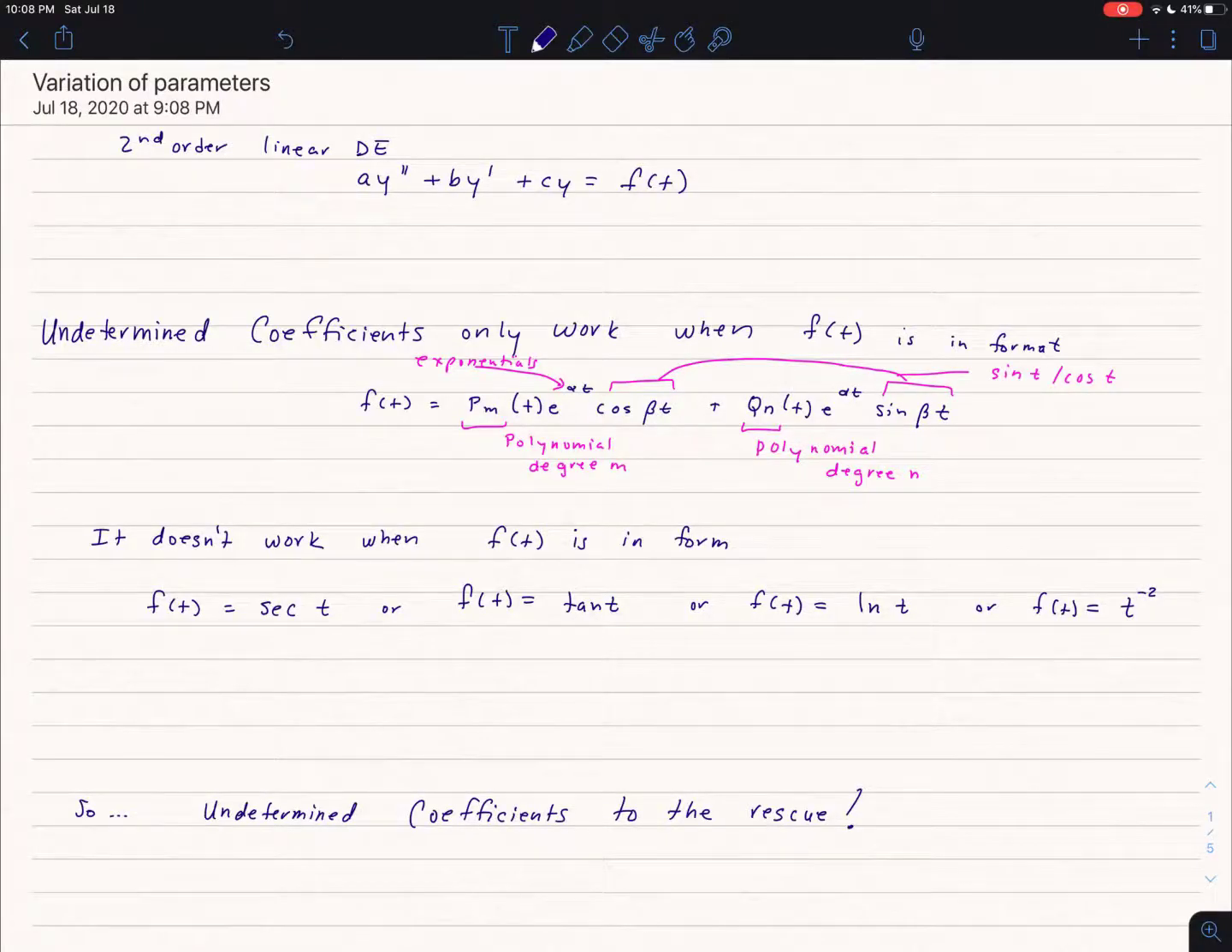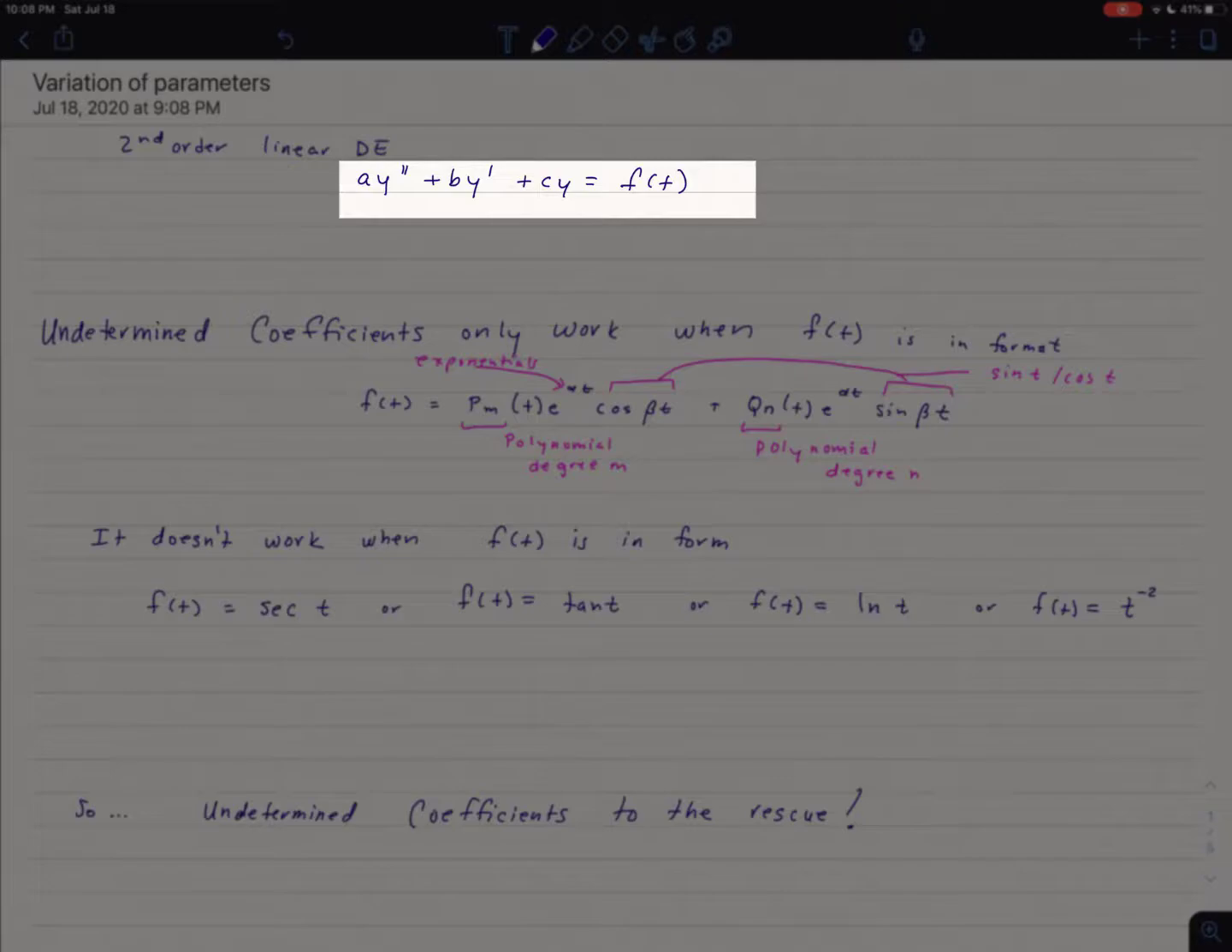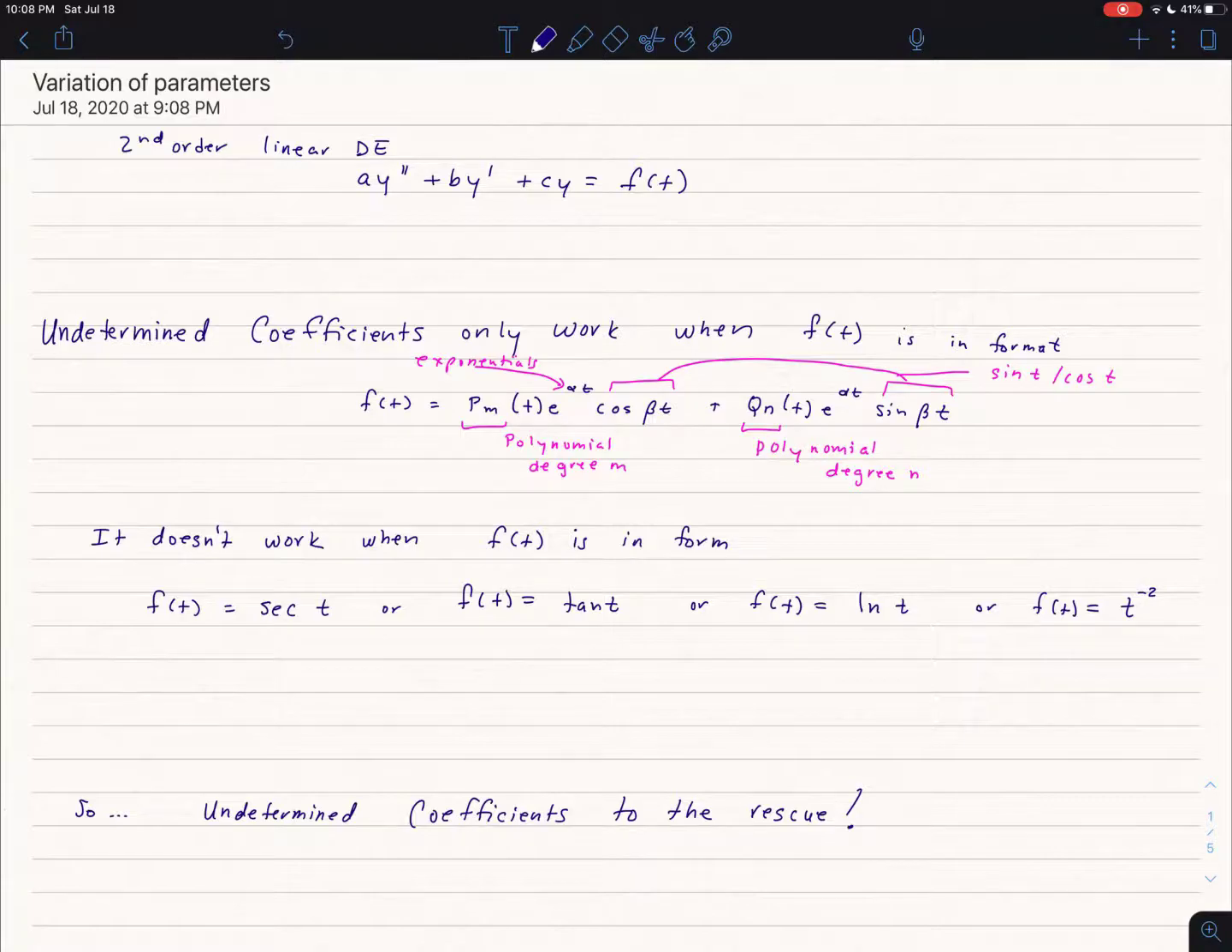This is a video talking about how to do variation of parameters to solve second-order linear differential equations. A second-order linear differential equation is in the form ay double prime plus by prime plus cy equals f of t.